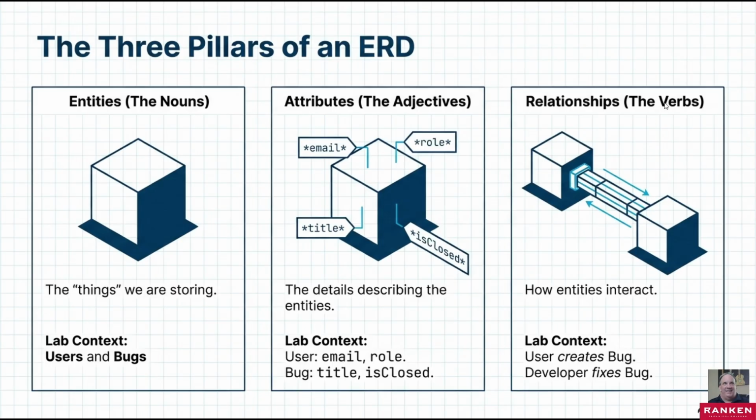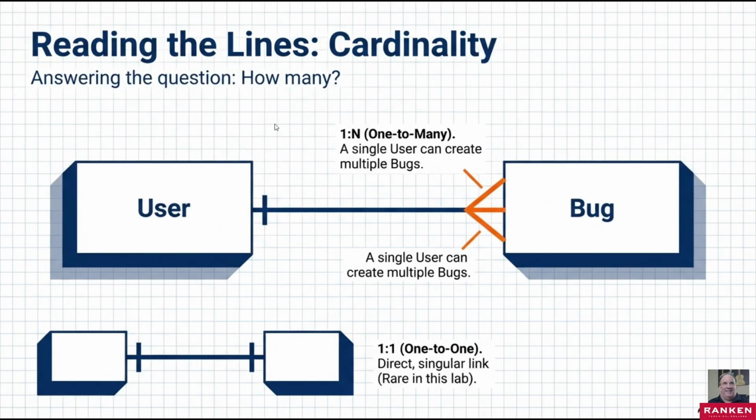Relationships are the verbs. A user can create a bug. A developer fixes a bug. A user closes a bug, etc. Those are the different relationships. So the important thing is to just remember the three pillars: entities, attributes, and relationships.